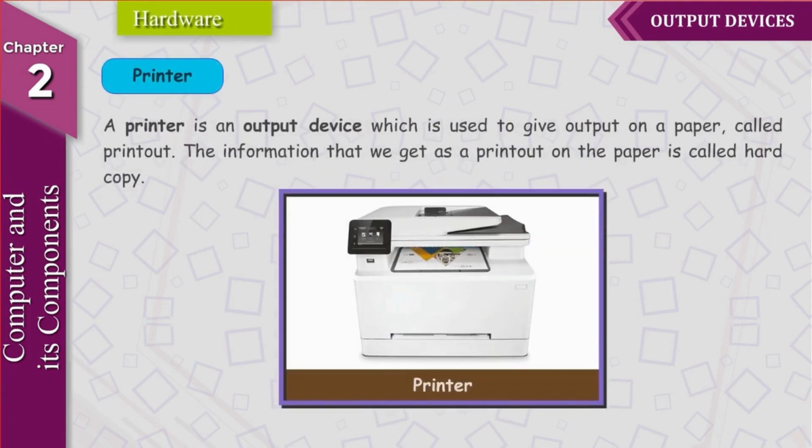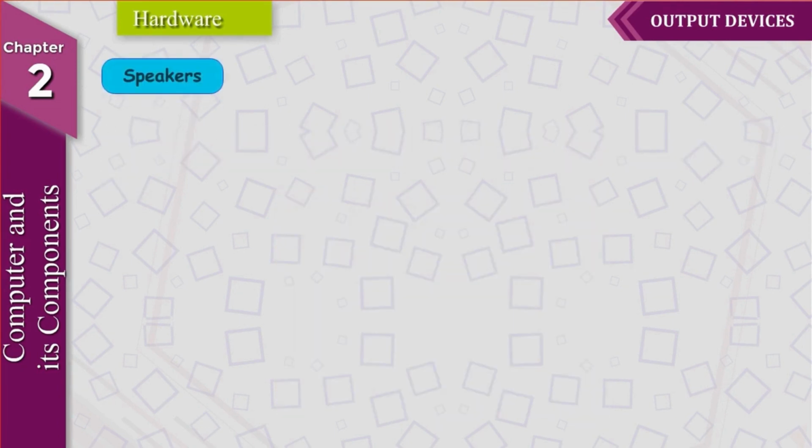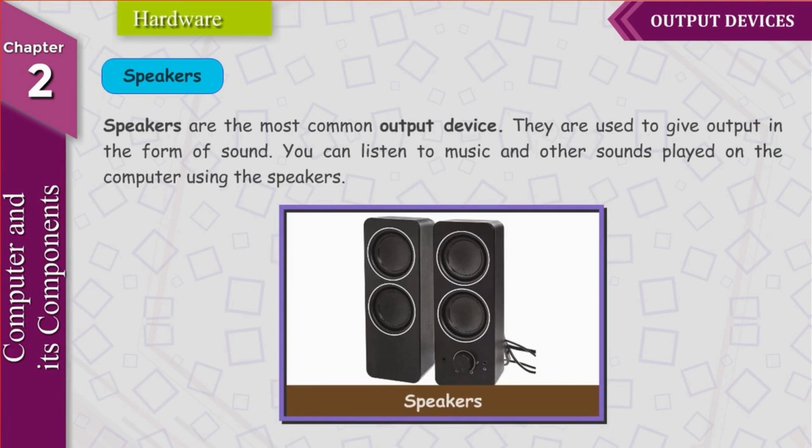Printer. A printer is an output device which is used to give output on a paper called printout. The information that we get as a printout on the paper is called hard copy. Speakers. Speakers are the most common output device. They are used to give output in the form of sound. You can listen to music and other sounds played on the computer using the speakers.